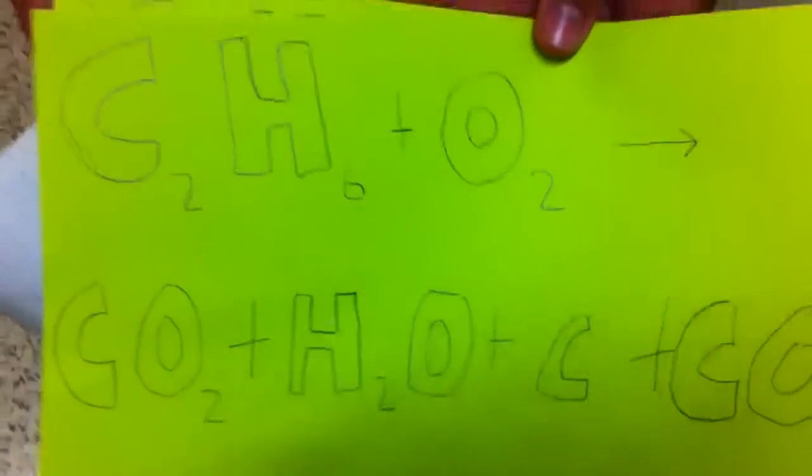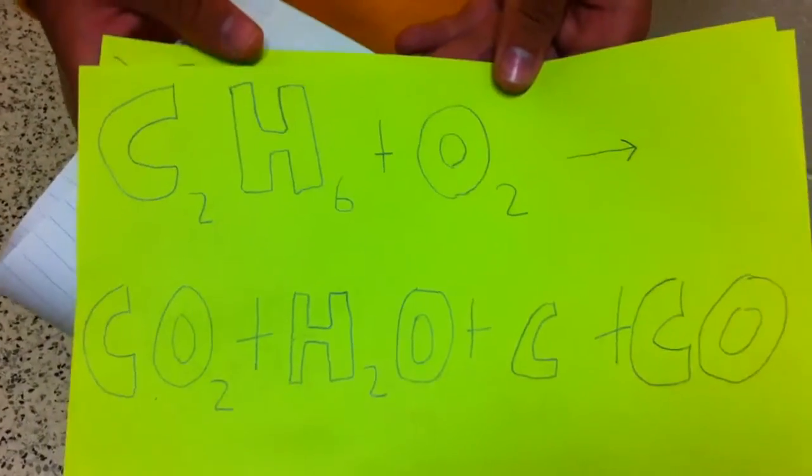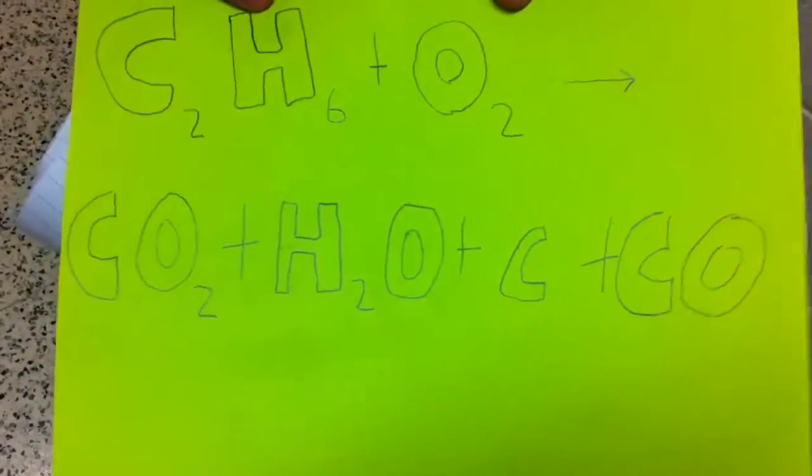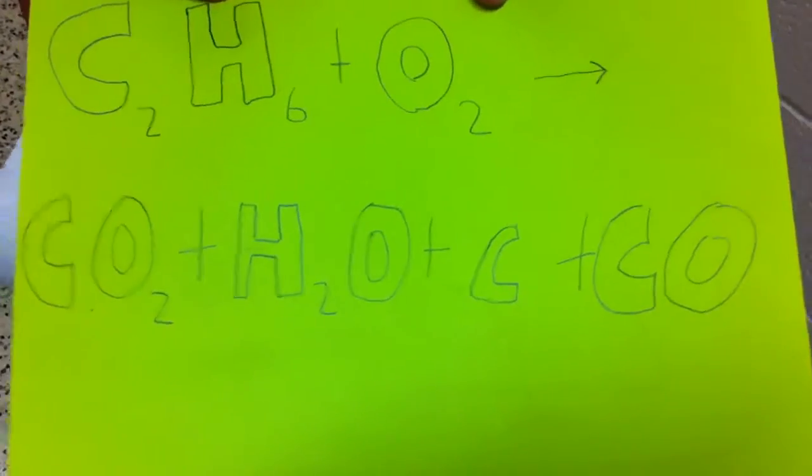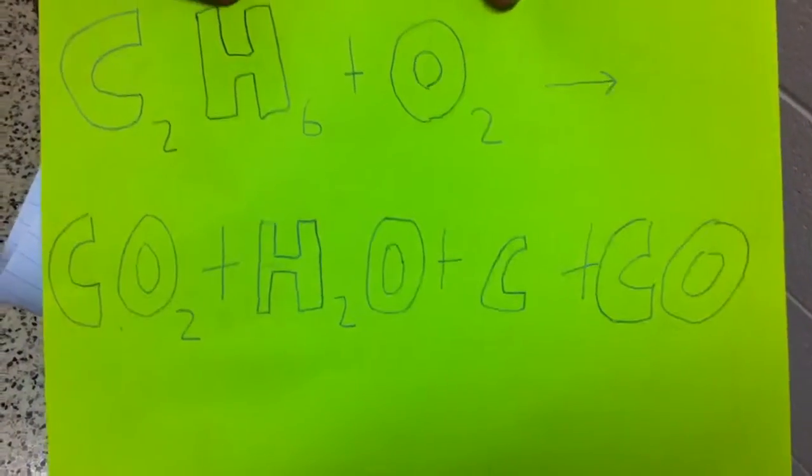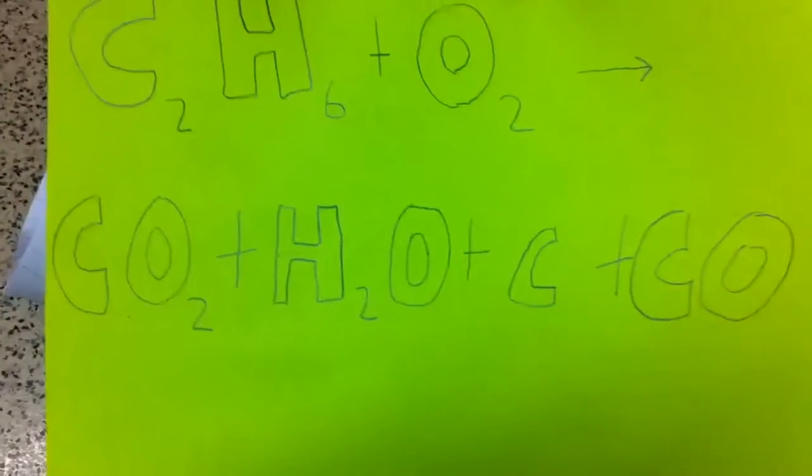Now, in incomplete combustion, a fuel and oxygen react together to form carbon dioxide, water in the form of vapor, carbon and carbon monoxide. This is what the chemical equation looks like for incomplete combustion. In incomplete combustion, like complete combustion, both sides of the yield are shown.